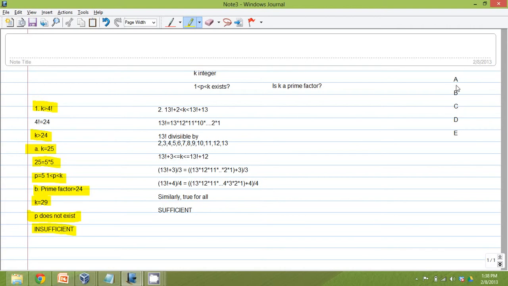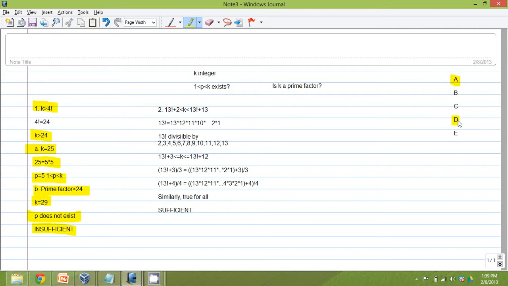We know A cannot be possible because A says that statement 1 should be right. D cannot be possible because D says that 1 and 2 should be individually right. So now it has got to be something between B, C and E. If we see B, it says 13 factorial plus 2 is less than k is less than 13 factorial plus 13. This is very interesting.